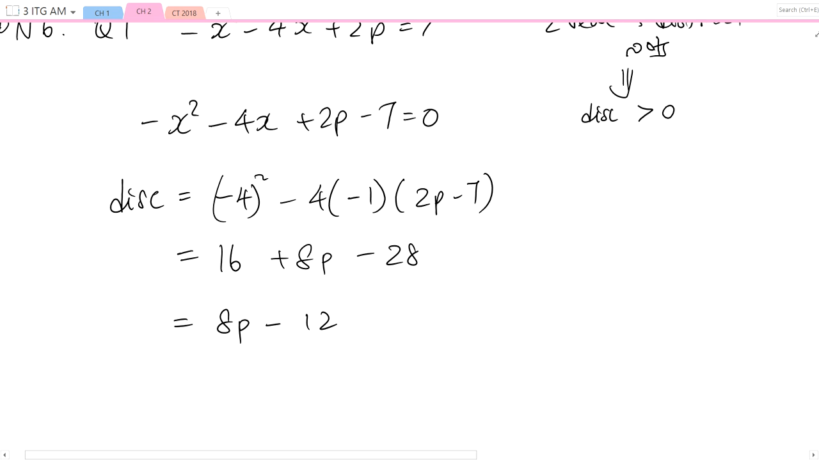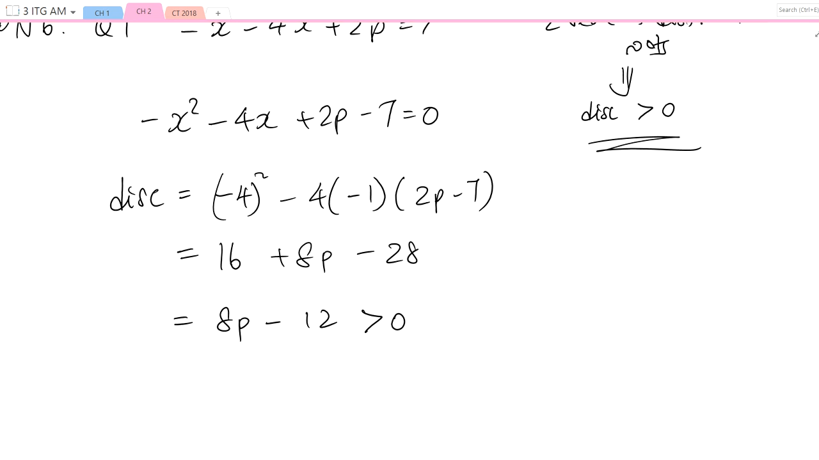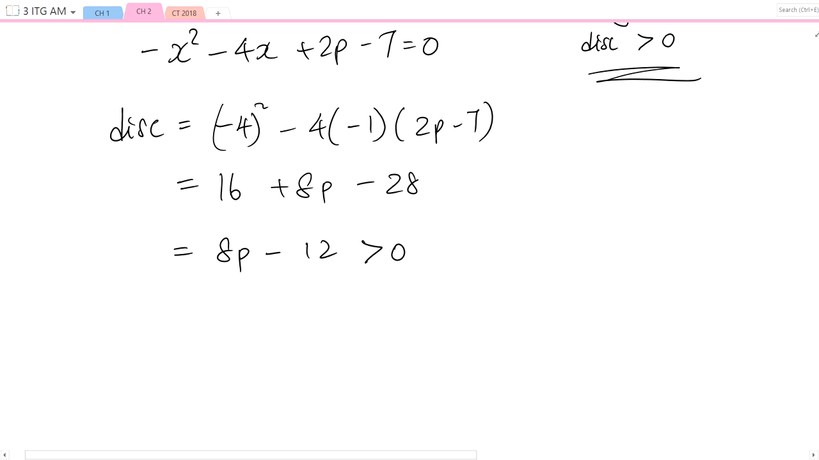Okay. Now, what do we do over here? I've got my discriminant already. Based on the question, what did they say? 2 real and distinct roots. That tells me that discriminant is greater than 0. Do you know how to solve this? Have you all learned it in Sec 2? Okay, 8p minus 12 is greater than 0. So 8p greater than? P greater than 3 over 2. Okay? So this is my answer.